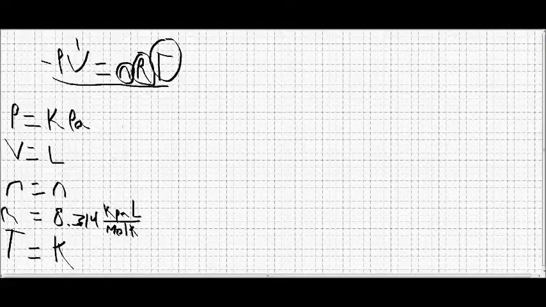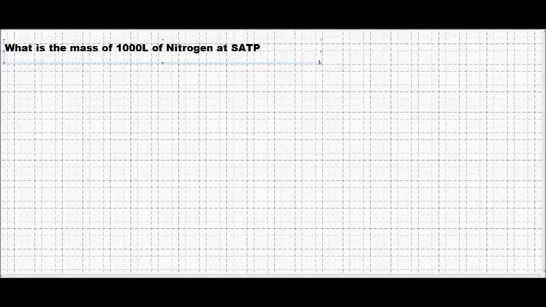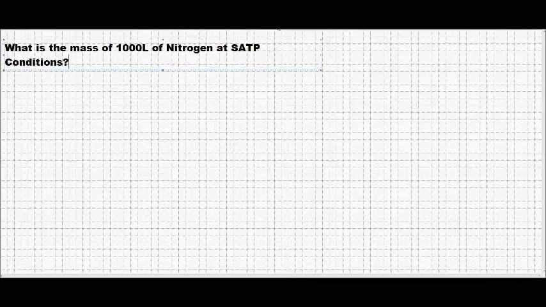Right, so utilizing this, let's do some sample questions so I can show off the unit analysis and the simple calculations involved. So let's start out with me typing up the question here. Alright, so the question is, what is the mass of 1,000 liters of nitrogen at SATP conditions? Right, so what is the mass of 1,000 liters of nitrogen at SATP conditions?